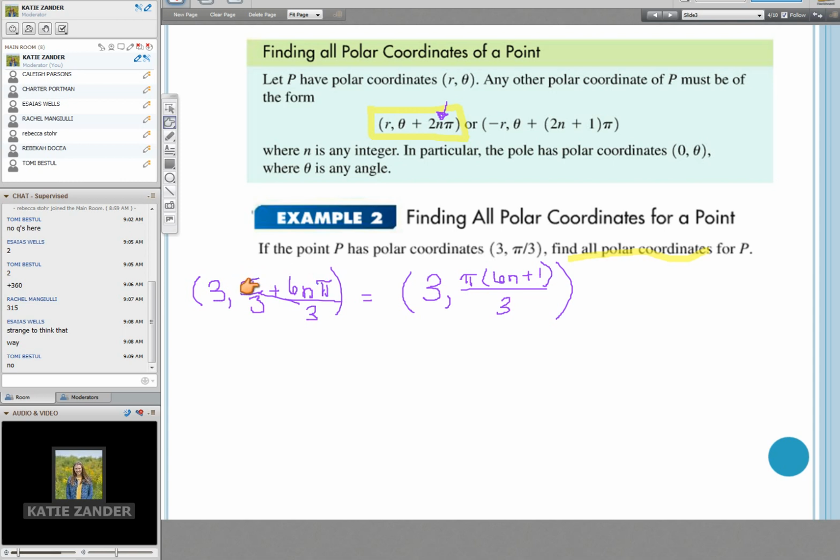But if I factor out this pi, I have the 6n plus 1, or technically 1 plus 6n, left behind in the parentheses. And that can be all over 3. So this is one way to represent that first choice. Any questions with that before we take a look at the second option?